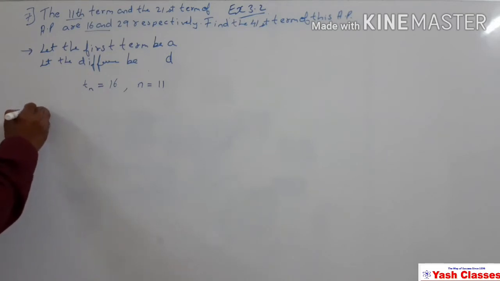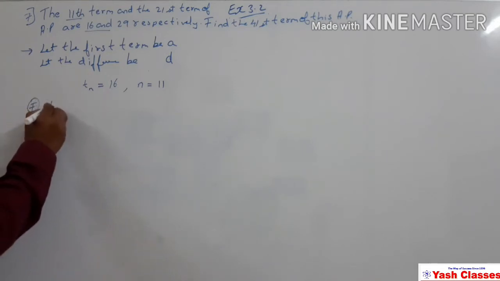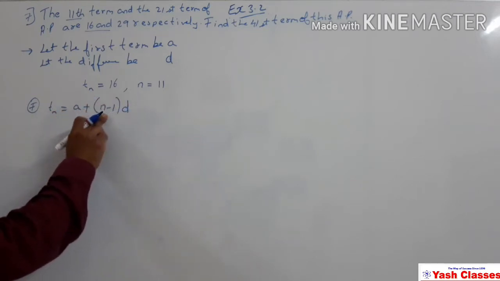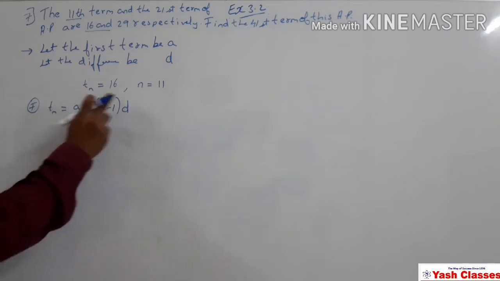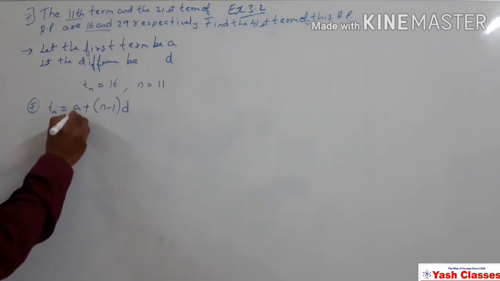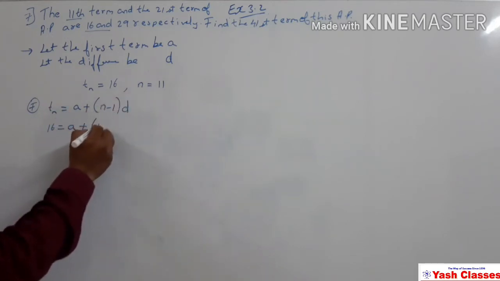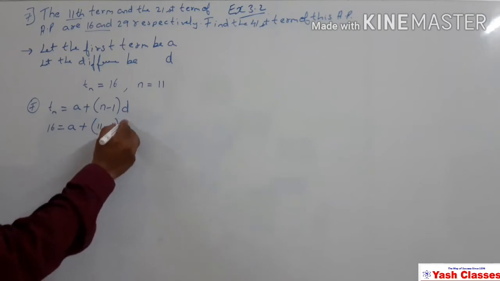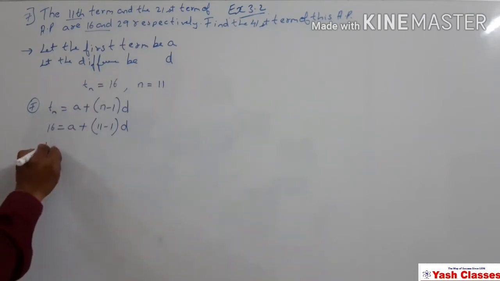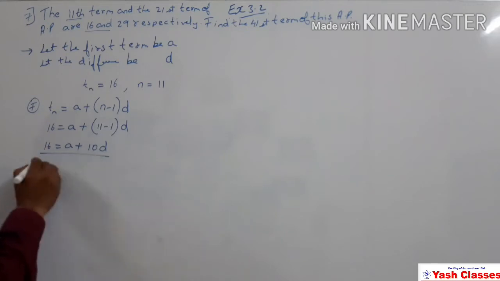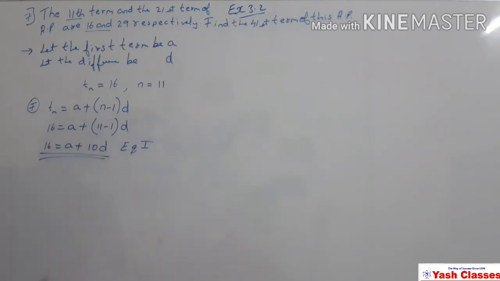Now here put your formula. Tn is equal to A plus bracket n minus 1 D. Tn we got here 16. A we don't know. We have taken first term as A. n is 11 minus 1, and D as it is. 16 is equal to A plus 11 minus 1, 10 D. This is your equation number 1.